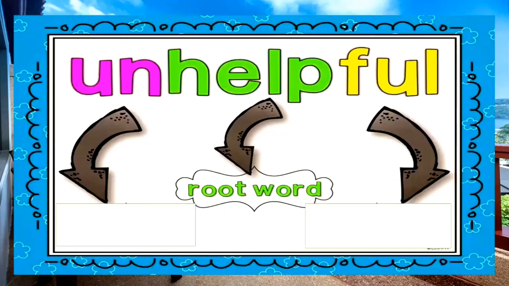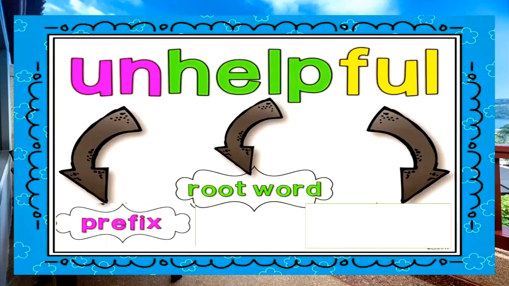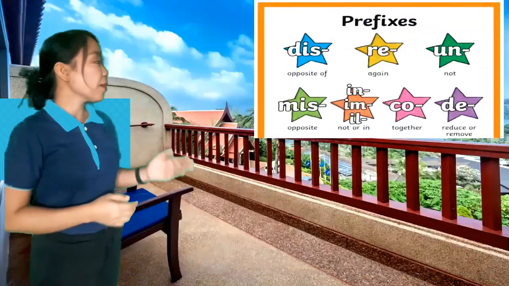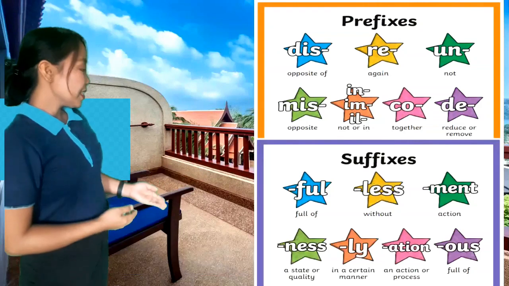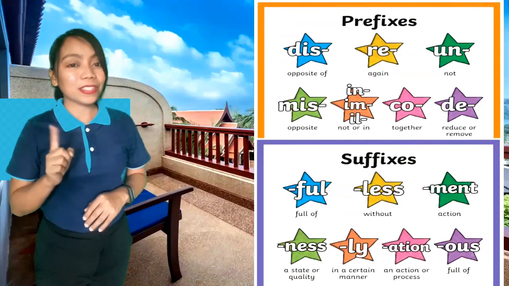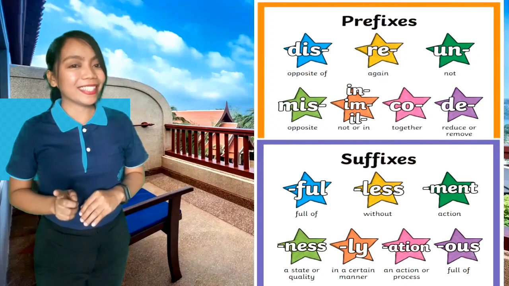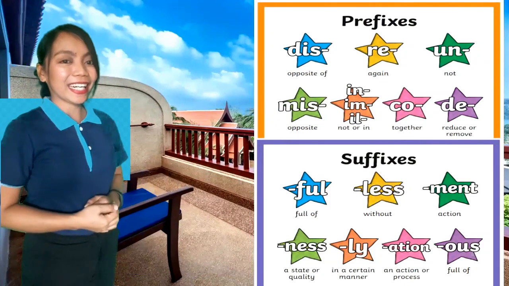So again, let's recall with the word unhelpful. Help is the root word, un is the prefix, and ful is the suffix. So students, these are examples of prefixes and suffixes. So I want you to make your own example or make your own word using these affixes here.